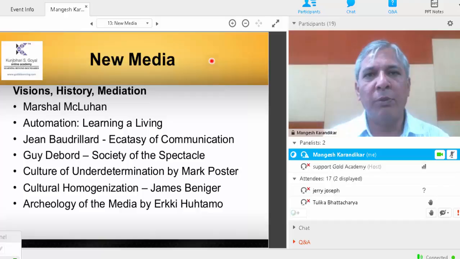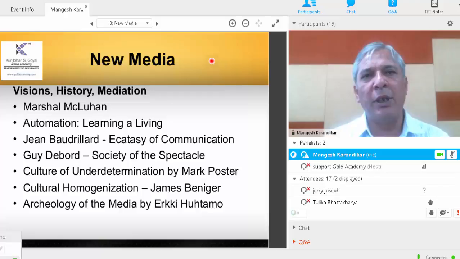Cultural homogenization, or archaeology of media, by Erkki Huhtamo. We are talking of how the new media is a remediation of the older media. So, for example, when the camera was invented, why was that plate square or rectangular in shape? Because you could insert that plate into the camera easily. You could possibly insert a round board, coated with all those chemicals which could capture the light.